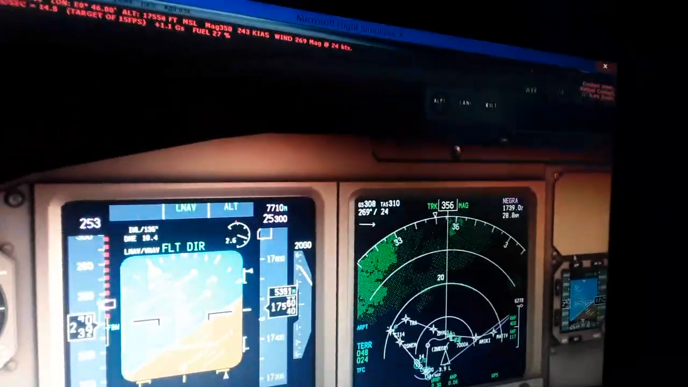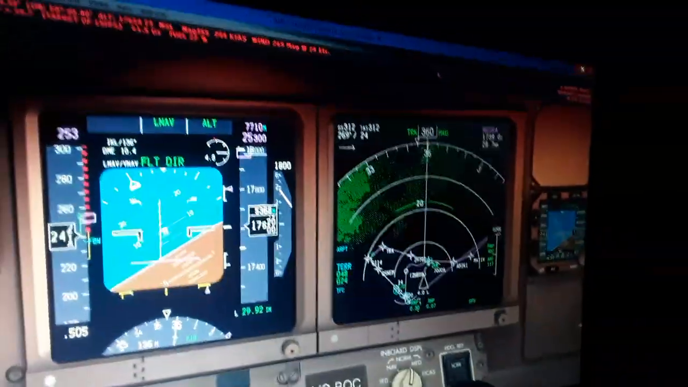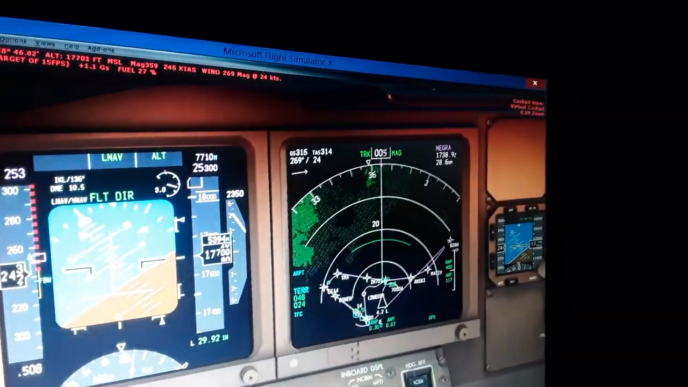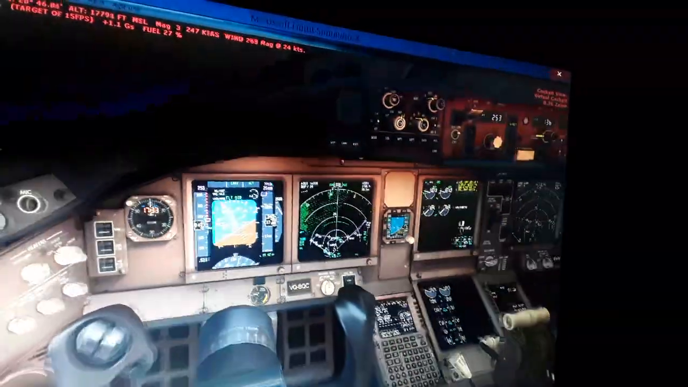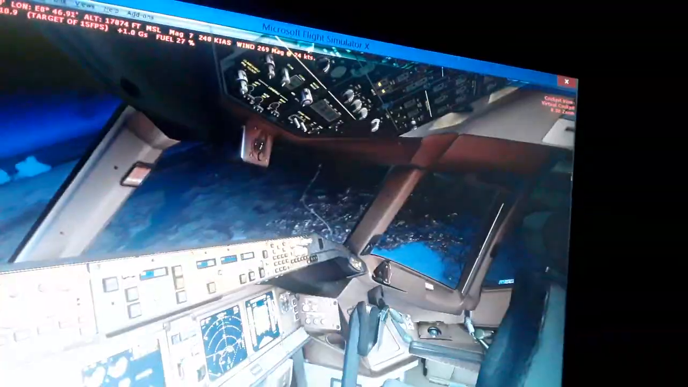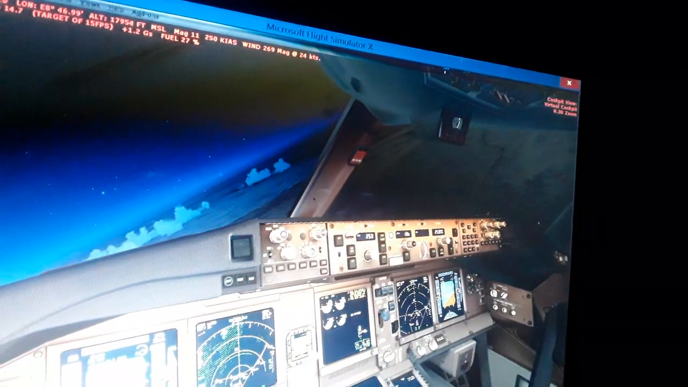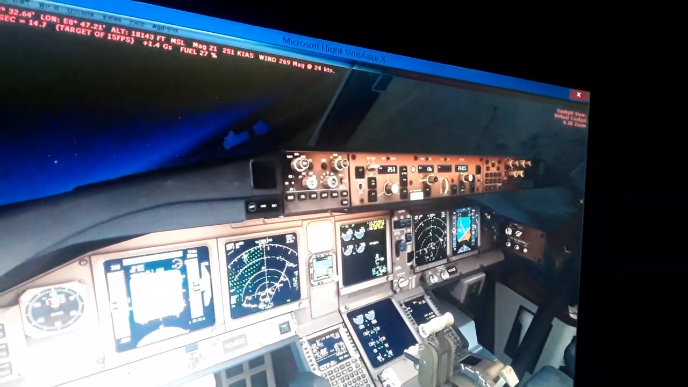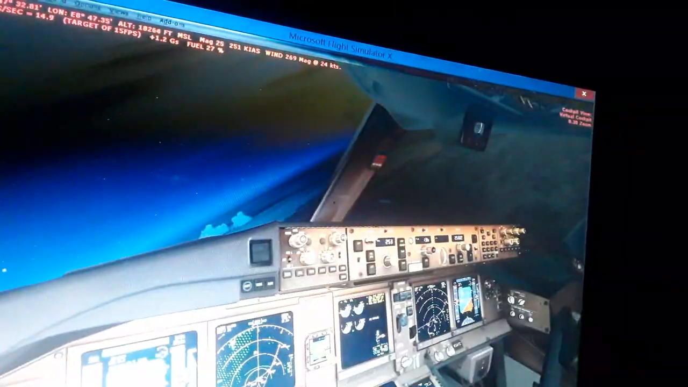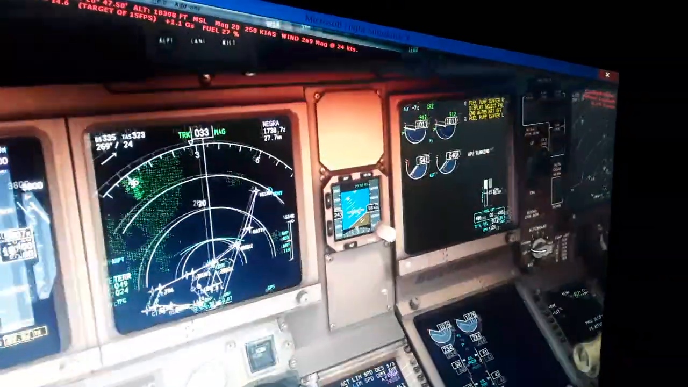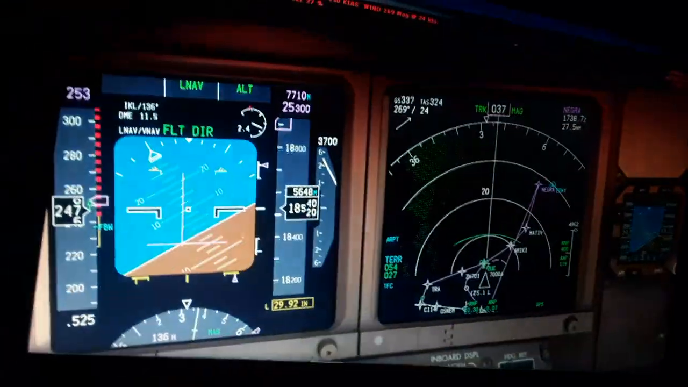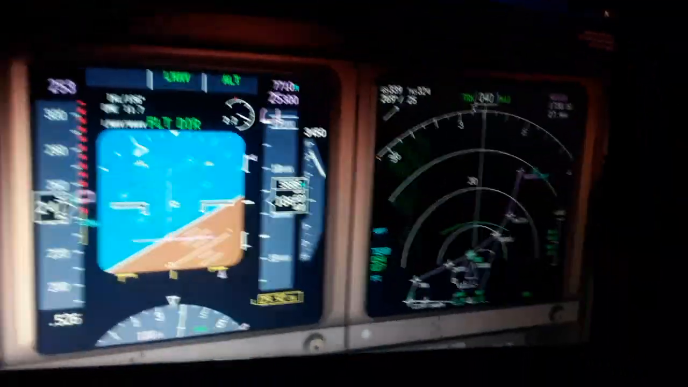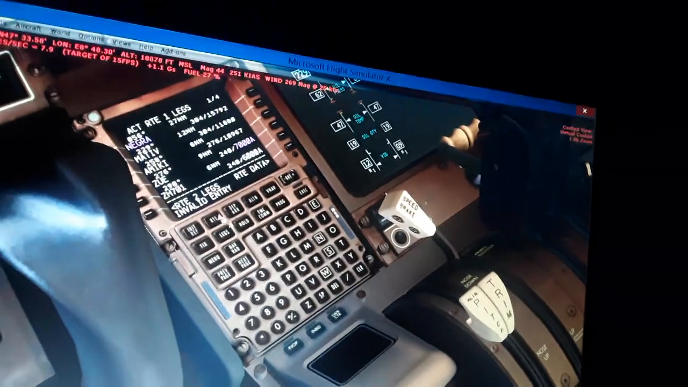You can see again the primary flight display. 17,000, and we have about 13 minutes left for this flight. We need to steer through the waypoints. You can see the waypoints here also, the data, the information. So we have the legs.